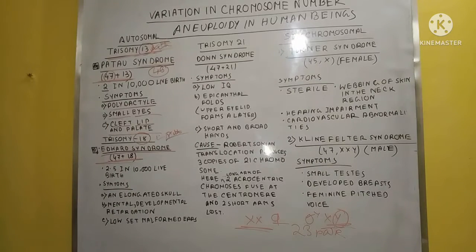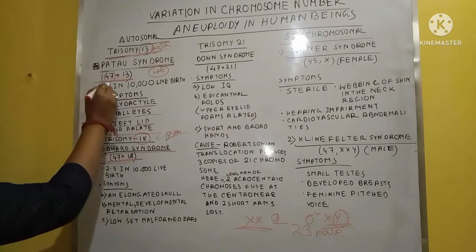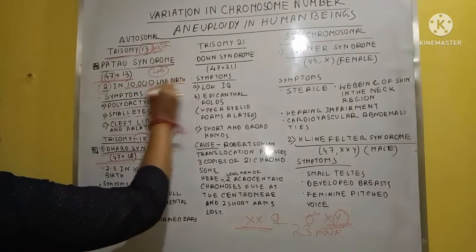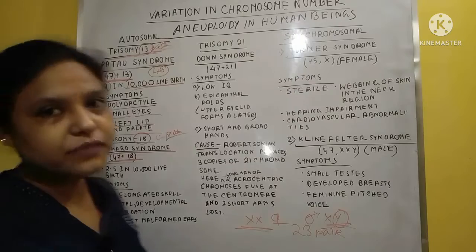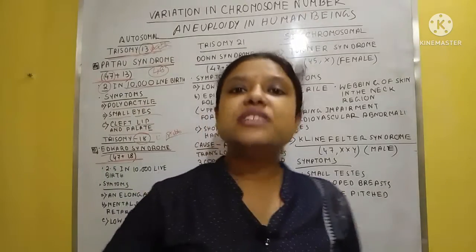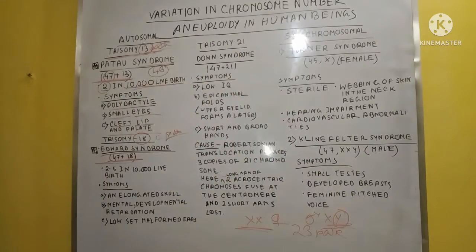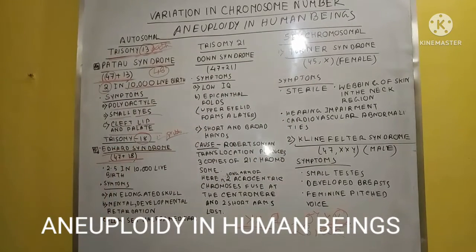And I just forgot that 2 in 10,000 live birth is possible. That means within 10,000 individuals, there will be a chance of getting this type of disease, this Patau syndrome, 2 individuals. And this Edwards syndrome, the symptoms are what?